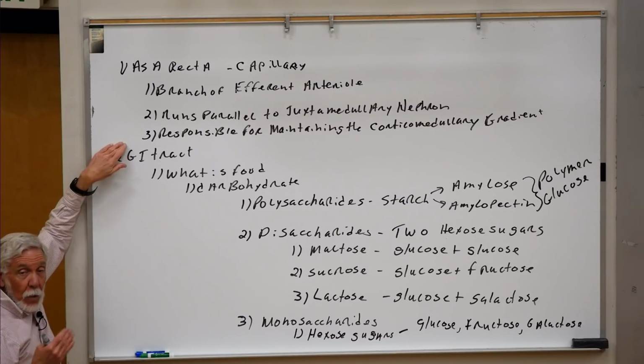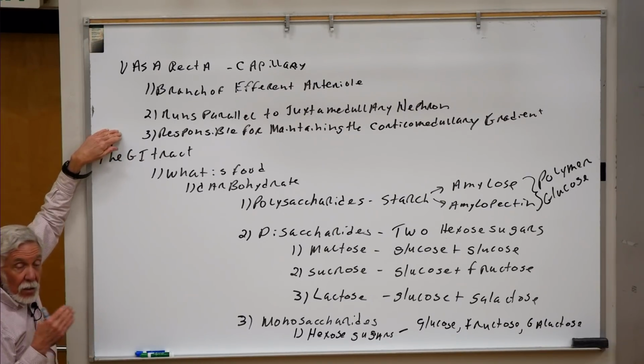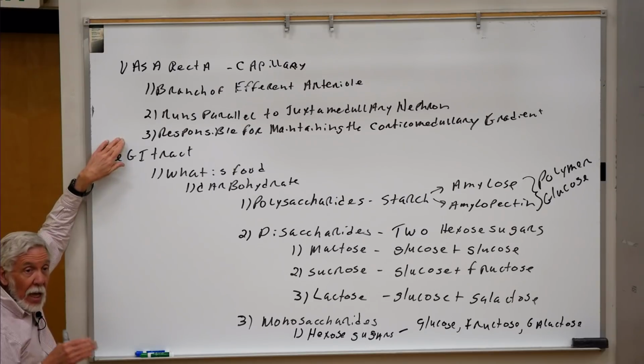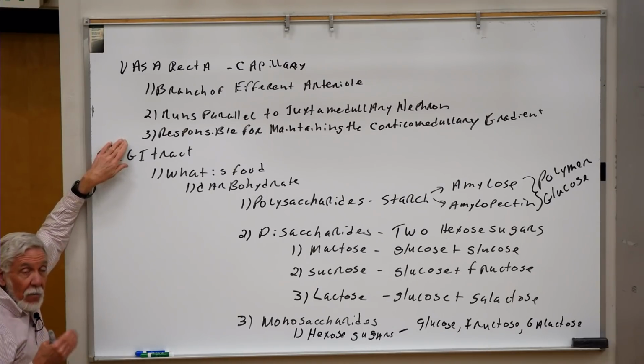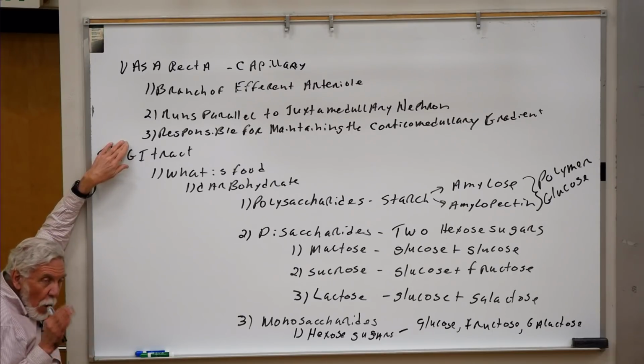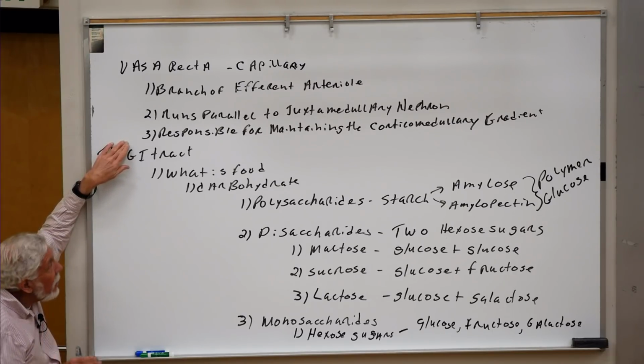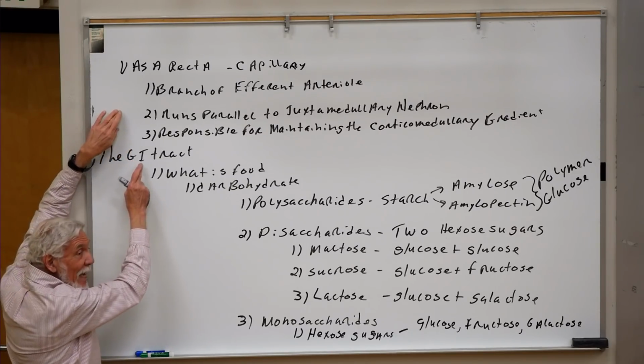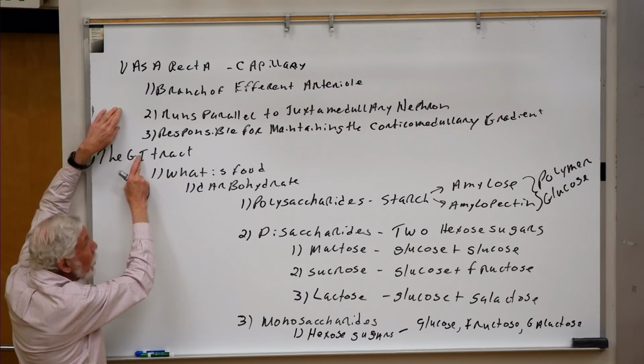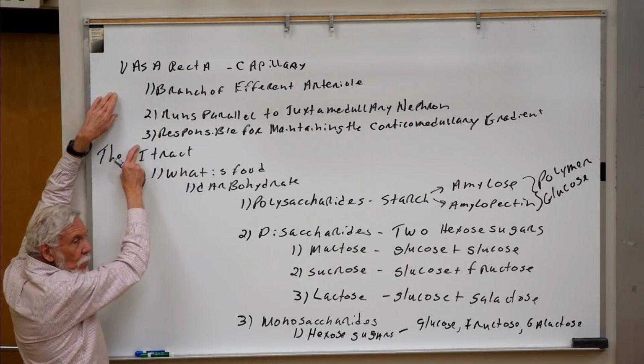The corticomedullary gradient is essential for concentrating urine and doing the final stages of increasing the urea concentration deep in the medulla. All that is done. It's generated by the juxtamedullary nephron. But now the player here for maintaining that corticomedullary gradient is the vasa recta.